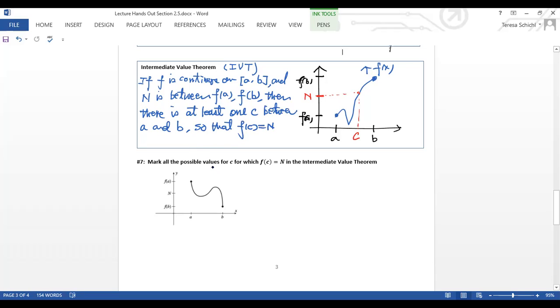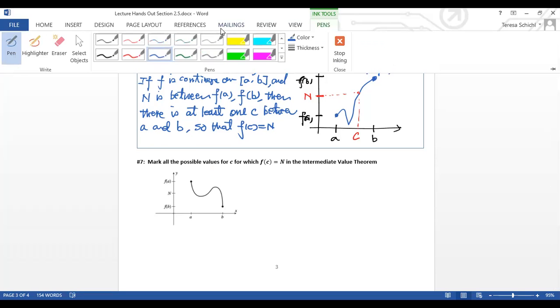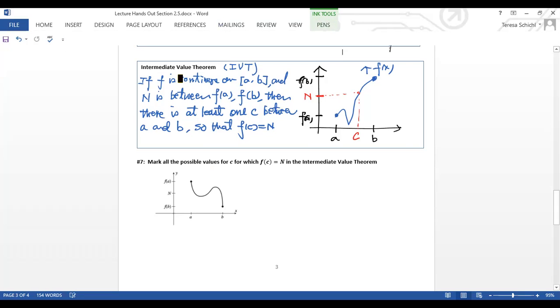There are several key things here. The first thing is that f is a continuous function on this closed interval. And then N has to be in between f of a and f of b. That means if f of a and f of b are at the same point, they are the same, so N is not there, and we cannot find it, because it's not in between f of a and f of b.